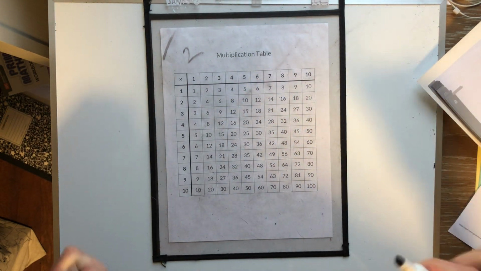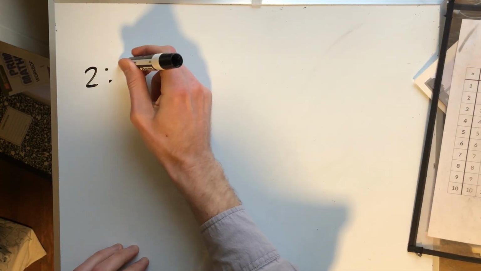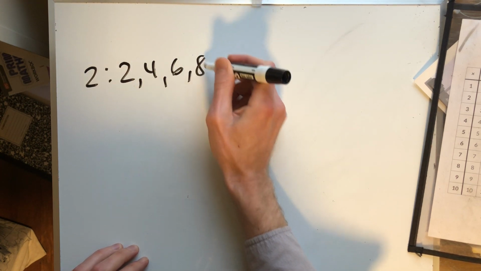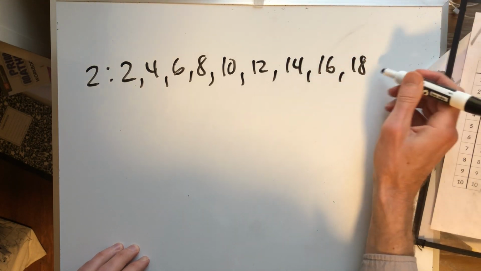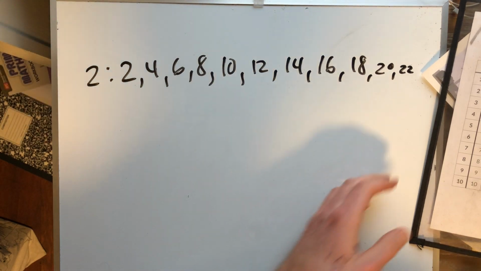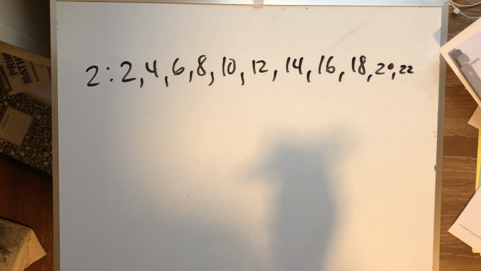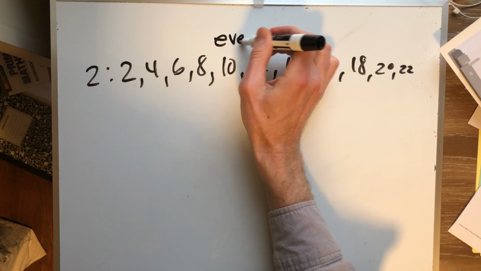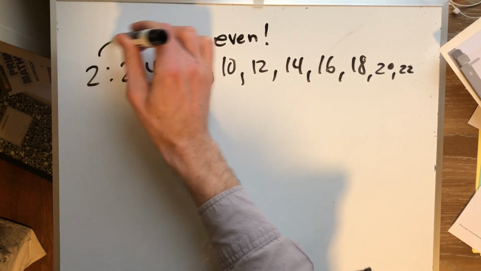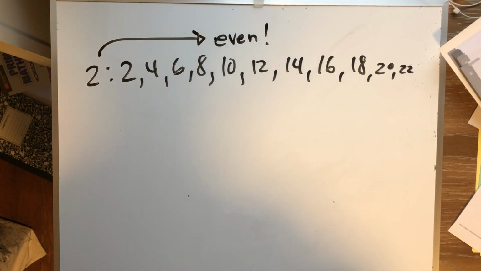So you're going to be noticing as you do multiples that there are patterns that happen. So like let's look at 2. 2, 4, 6, 8, 10, 12, 14, 16, 18, 20, 22. What do we notice about multiples of 2? Do you notice how they're all even? Multiples of 2 are always even, which makes sense because 2 can go in it.